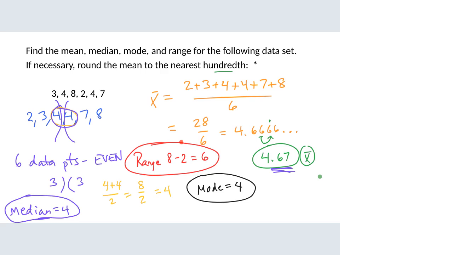The poll went great. We didn't have the mode or the range in the poll. So let me know if you had any questions about either of those or anything else that we did there. Okay, outstanding.